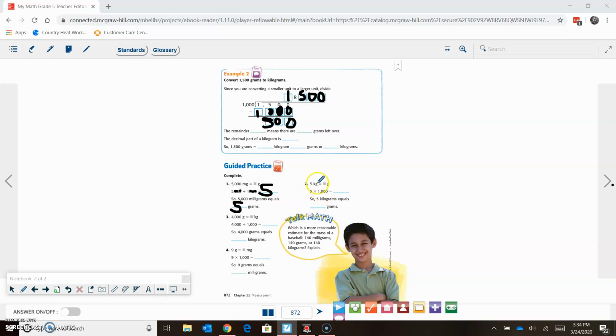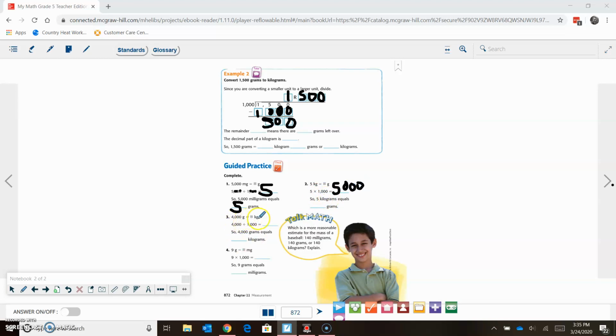Now, 5 kilograms is how many grams? So 5 times 1,000. Multiply 5 times 1, 5, and add your zeros. How many do we have? We have 3. So this would be 5,000. So they just want you to rewrite it right here.